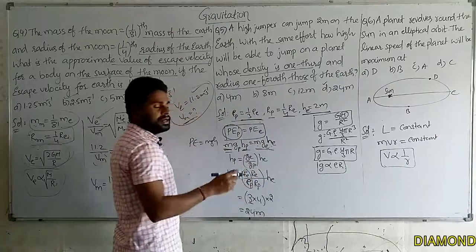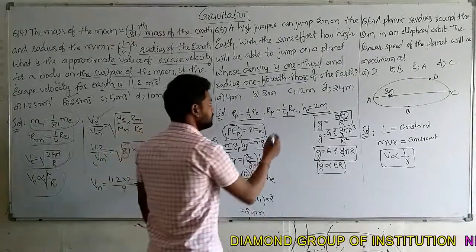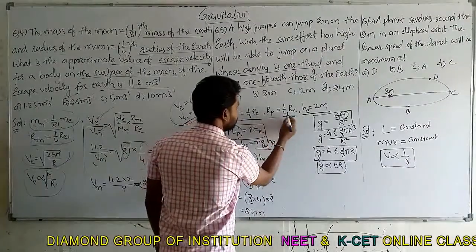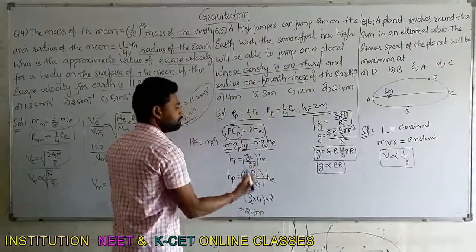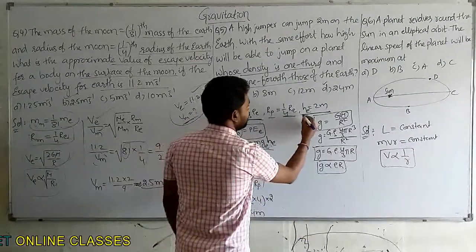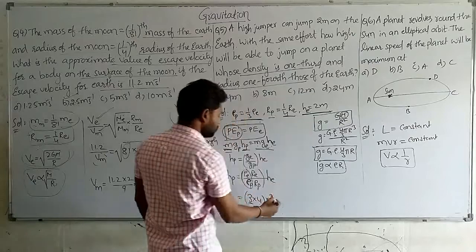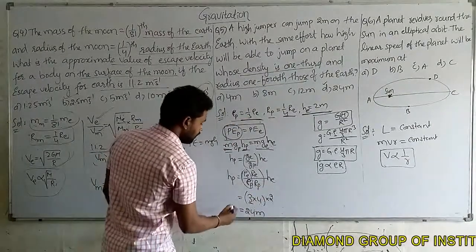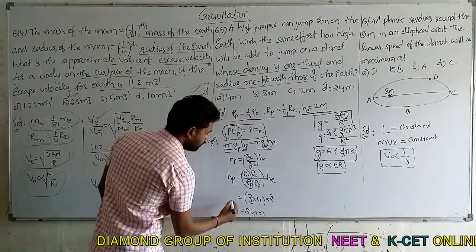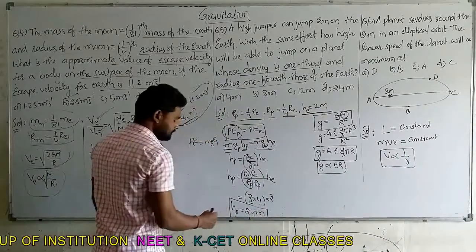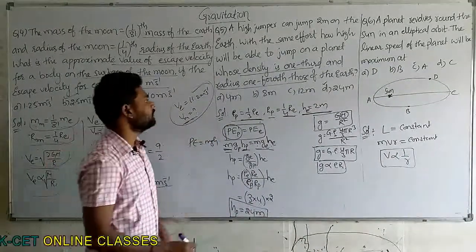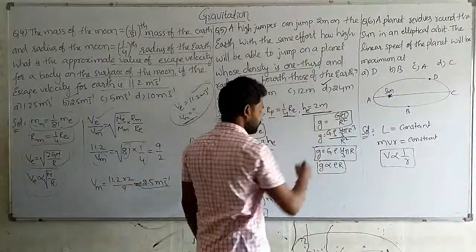Ratio of the radius of the earth to the radius of the planet, Re by Rp. The 4 will go this side. How much height can you jump on the earth? 2 meters. Multiply, and you will get the height you can jump on the planet with the same effort, so 24 meters. D option is the right answer.